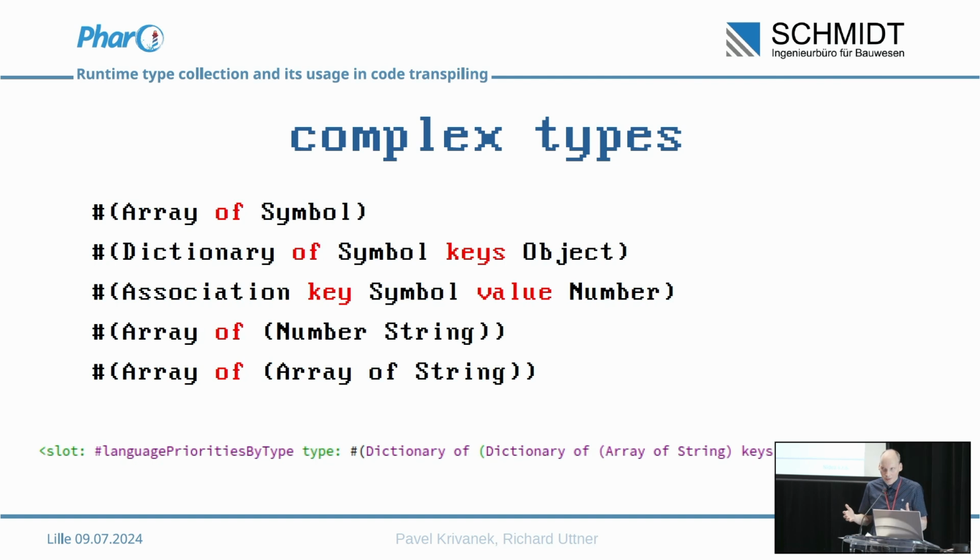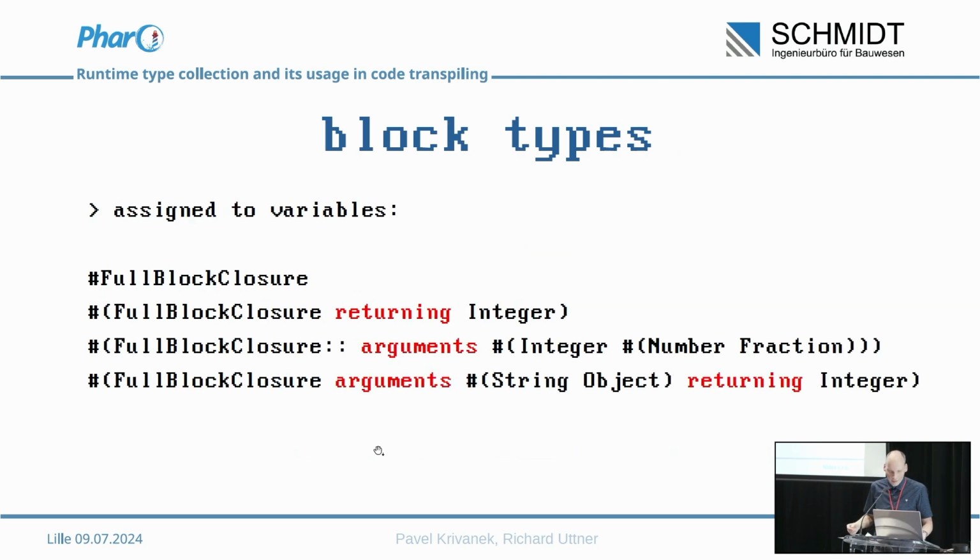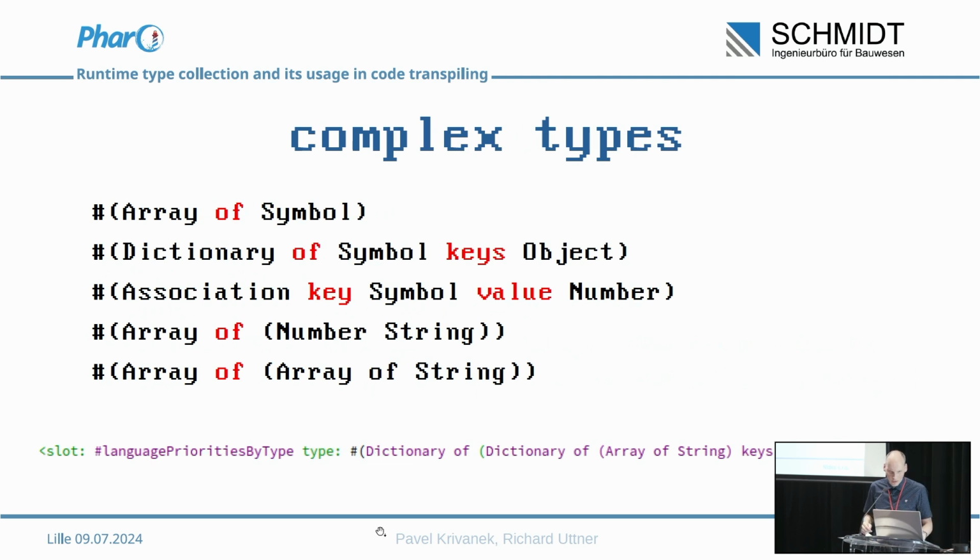If you have more complex types like arrays, dictionaries, associations, then we have special hooks for that. So like array of symbols and dictionary of symbols, keys, and so on. And of course, you can embed it. So here you can see the most crazy real-life case we had. It's a dictionary that as a key has a dictionary, that as a key has an array of strings, and so I will not describe it completely.